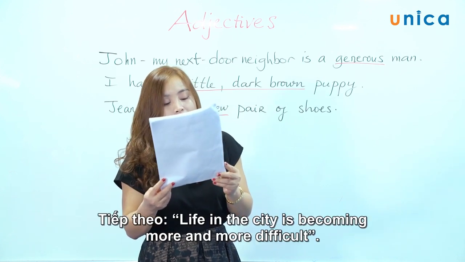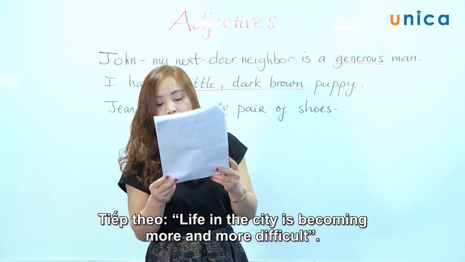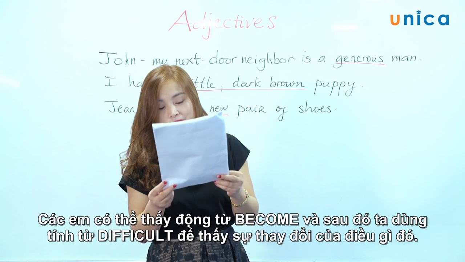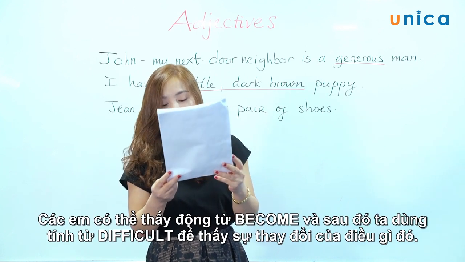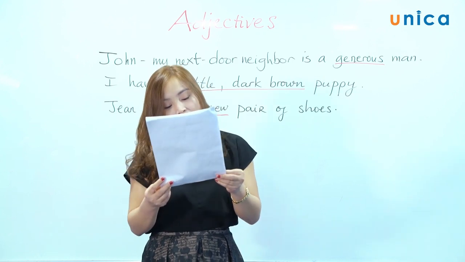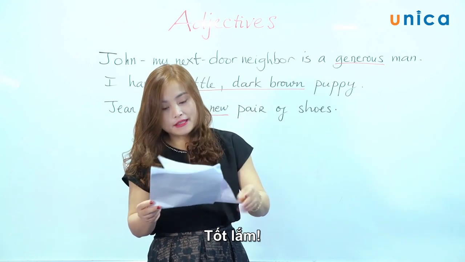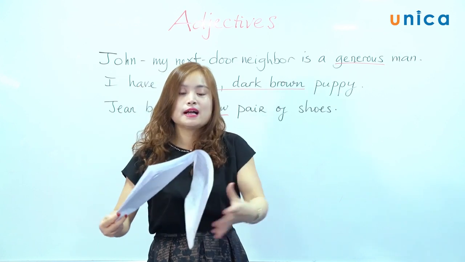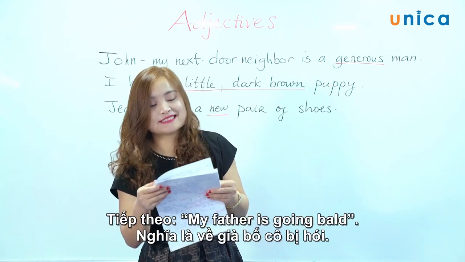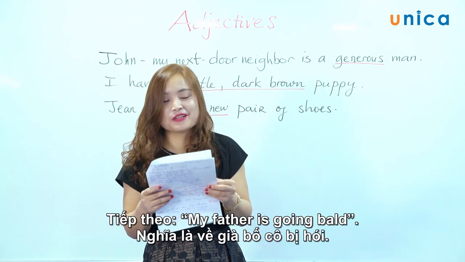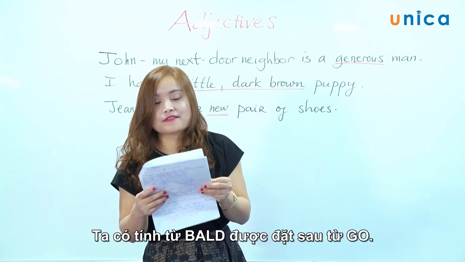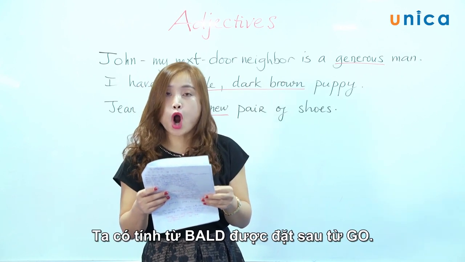The next one: Life in the city is becoming more and more difficult. So you see the verb become, and after that we use the adjective difficult to show something that is changing. And the next one: My father is going bald. That means my father is losing his hair when he gets older. So we have the adjective bald that is positioned after the word going.